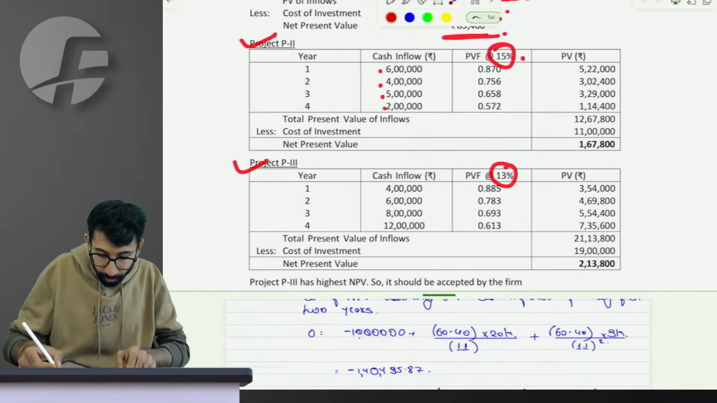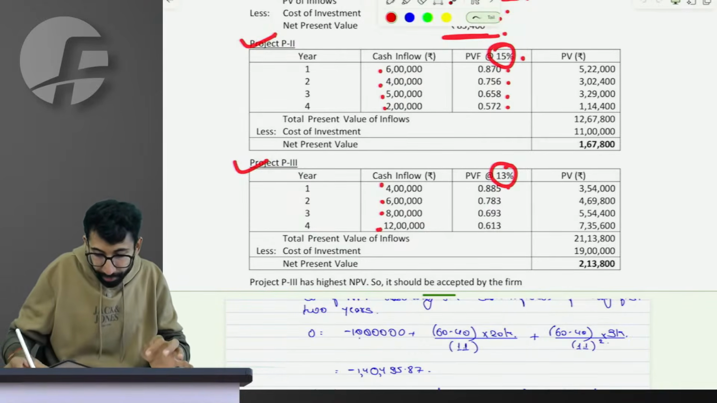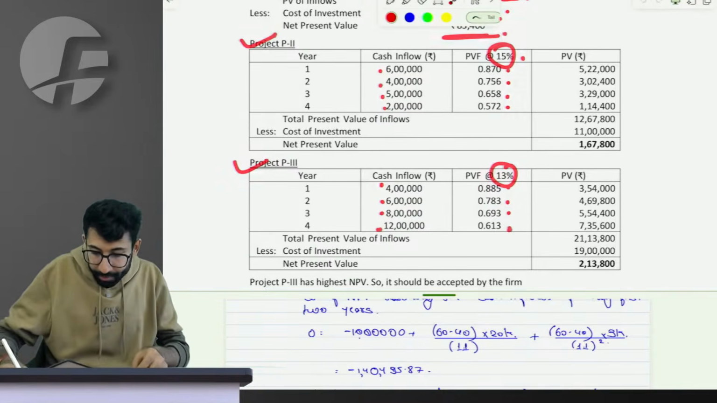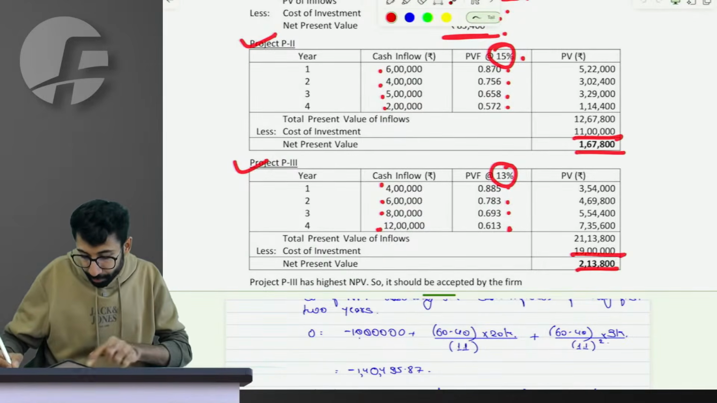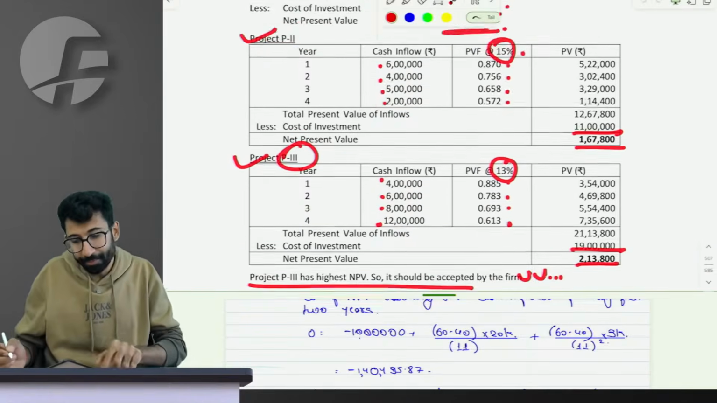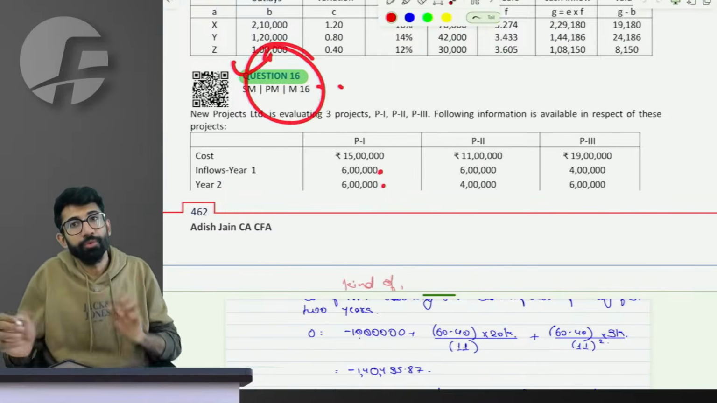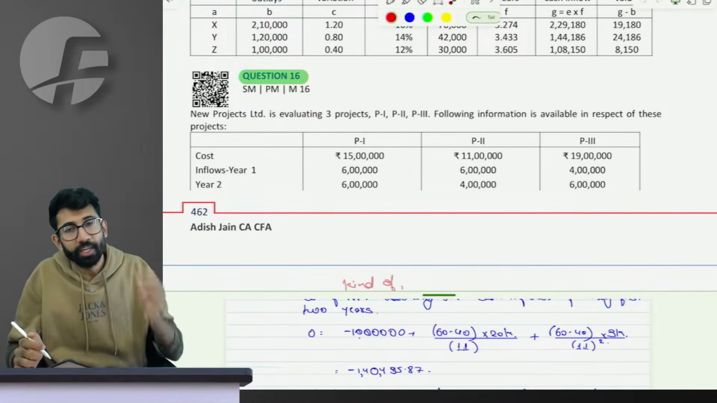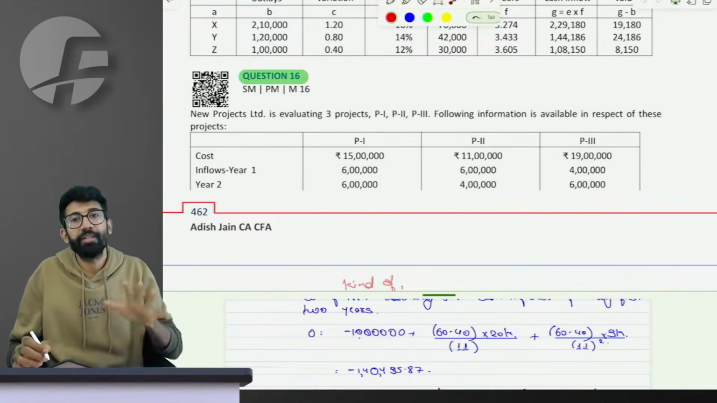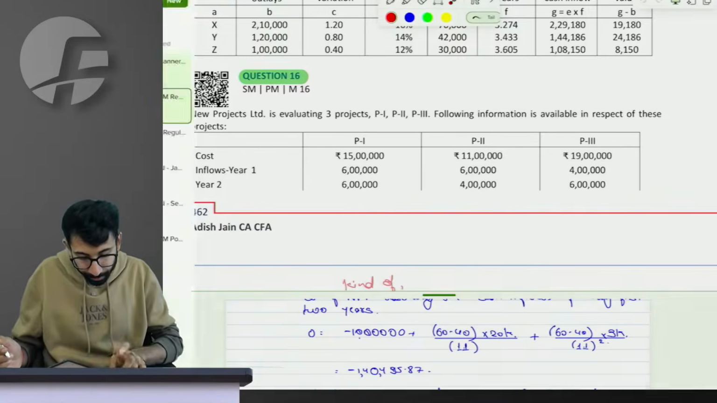Since the cash flows of every year are different, we can't use an annuity, we'll have to do manual discounting for individual years. After doing that manual discounting, you calculate NPV. Project C, the third project, is the best because it has the highest NPV. I hope I am able to convey to you this simple question 16. It was so simple that there was absolutely no need of solving it in the class or looking at the steps of this in the class.